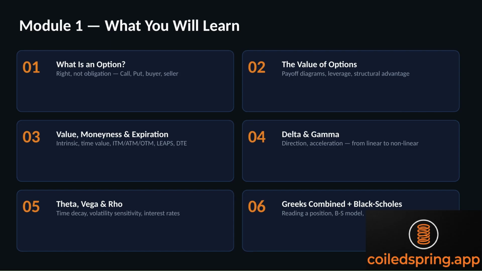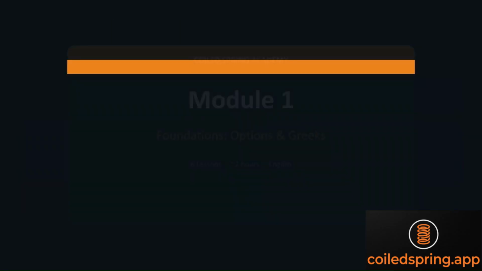And Lesson 6, Greeks combined plus Black-Scholes, is where it all comes together. You'll read a full live position through the lens of all 5 Greeks, and we'll walk through the Black-Scholes model, implied volatility, and volatility skew. 2 hours. 6 lessons. Everything you need to think and talk about options like a professional. Let's begin.